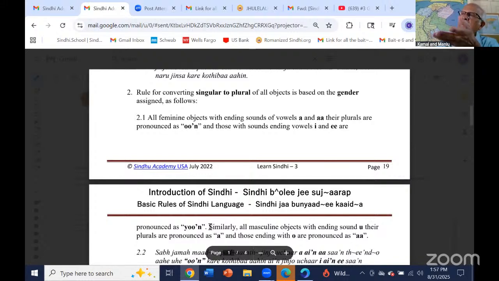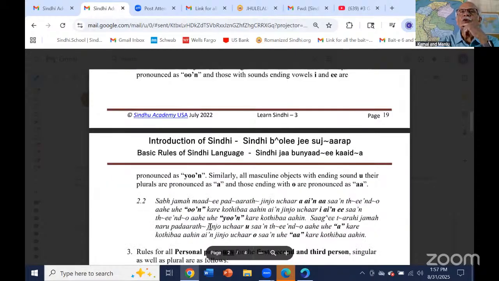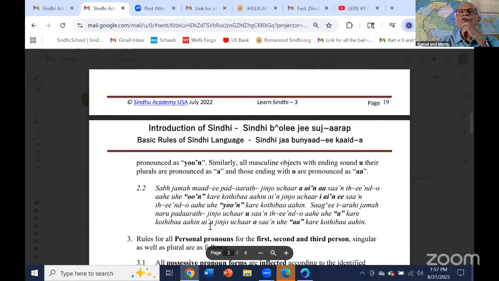Now this is how you make singular to plural in feminine gender. Now we will see how you make singular to plural in masculine. Hathu, what is the plural? Hatha. This is one hathu, these are two hath. This is one dando, these are five dand. The plural is dand.